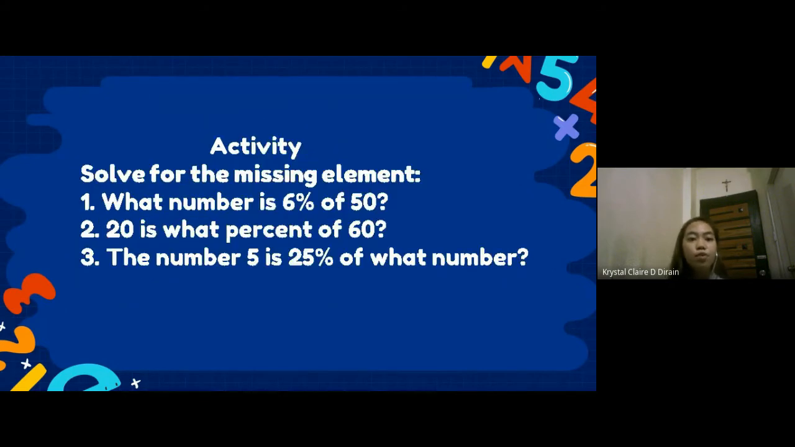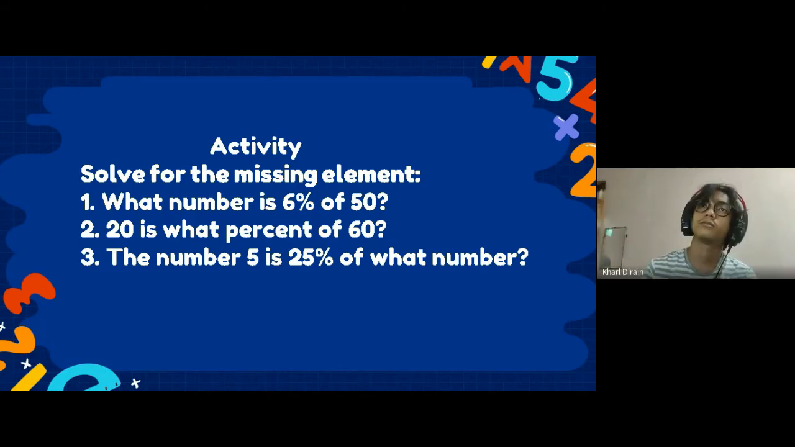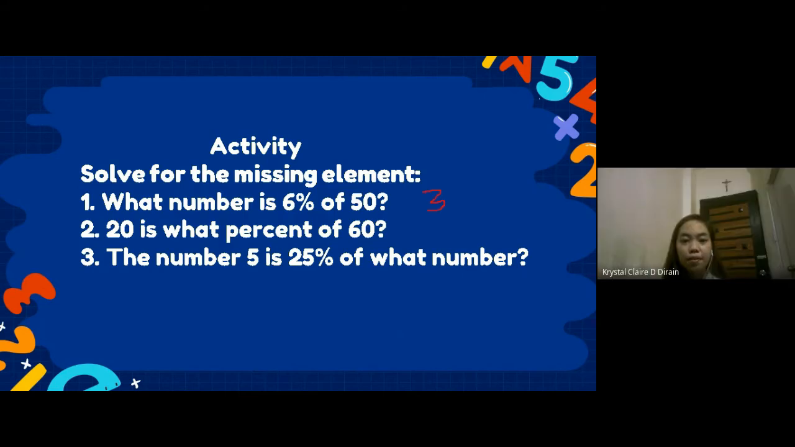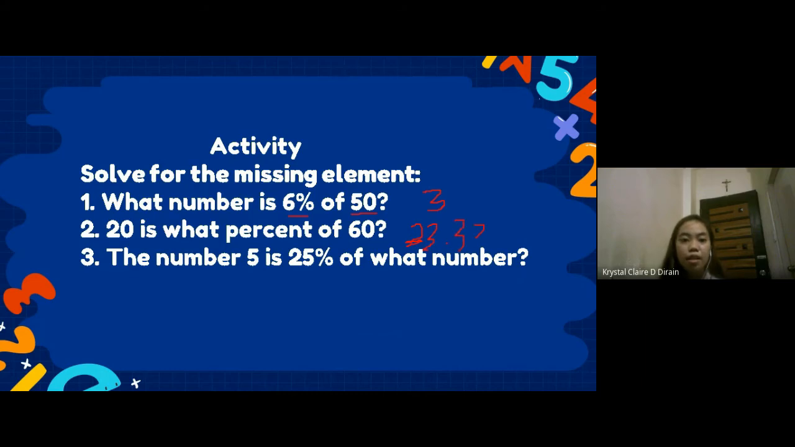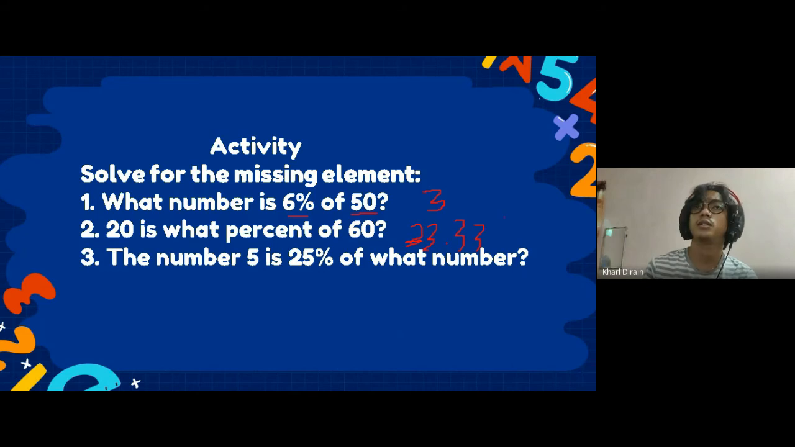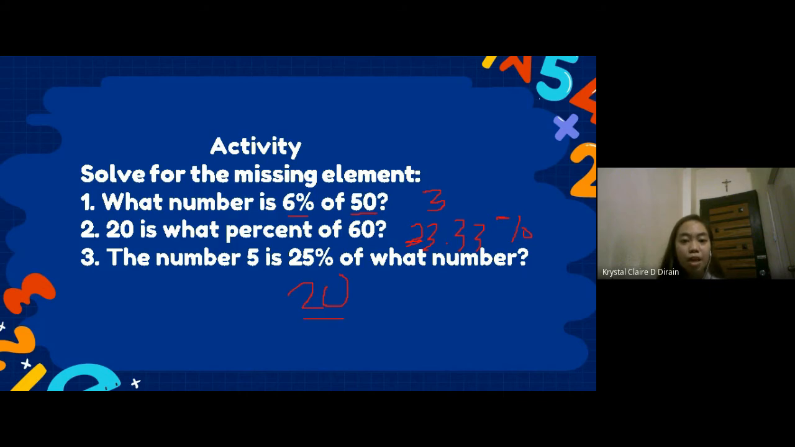So for your activity, for the missing element. This is just the examples on the cases. Number 1 po is 6% of 50 is 3. Paano na tayo nag-come up sa 3? Pinag-times po natin yung rate and base. Number 2 is 20 is what percent of 60 is 33.33. Number 3, ang sagot po niya is 20. Okay. The number 5, 25% of 20 is 5.